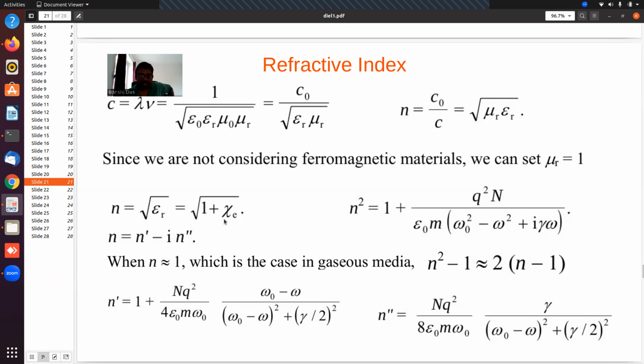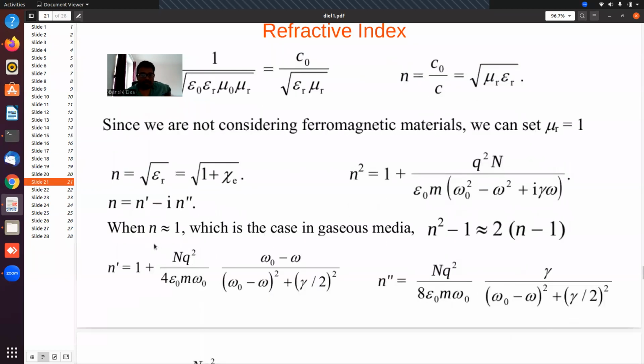approximate. n near equal to 1 means this susceptibility is very small. So when this chi is very small, then we can expand it with an infinite series, because this is a convergent series. We can take the first term, 1 plus half chi. From there we get this kind of simplification, n square minus 1 equal to 2n, and so on. Then we can separate it in terms of real and imaginary part. Okay, so with that approximation close to 1.